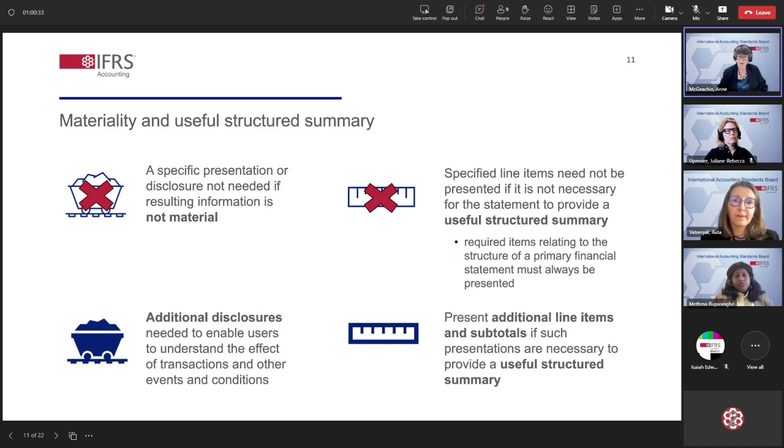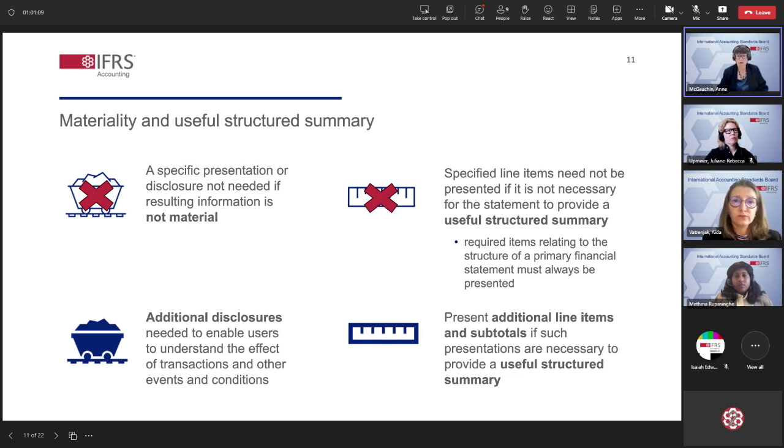IFRS 18 introduces new requirements related to a useful structured summary that mirror the requirements for materiality. So a company need not present a line item that's not necessary to provide a useful structured summary, even if an IFRS accounting standard specifically requires it. However, there are required items that relate to the structure of a primary financial statement that must always be presented in order for the statement to provide a useful structured summary.